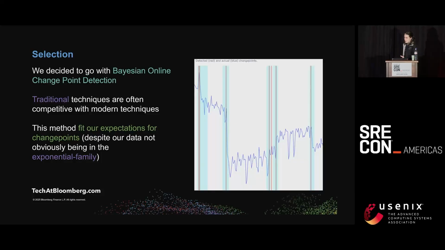Very simply, simplifying a lot here, how it works is as it reads over your series, it forms an idea of what the distribution of your data should be. Then when it sees enough points that seem to have come from a different distribution, it calls that a change point.